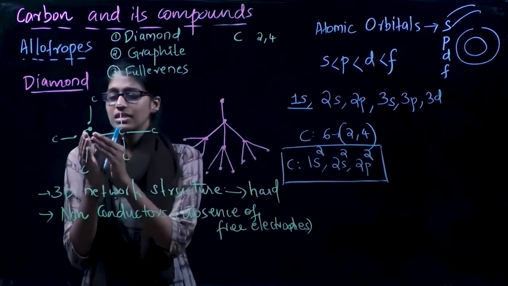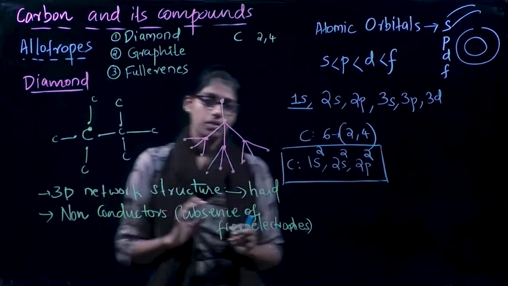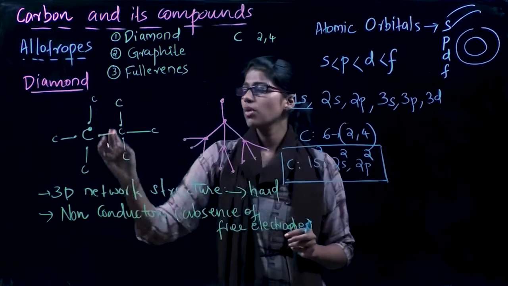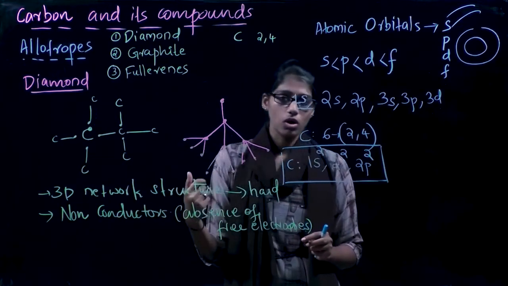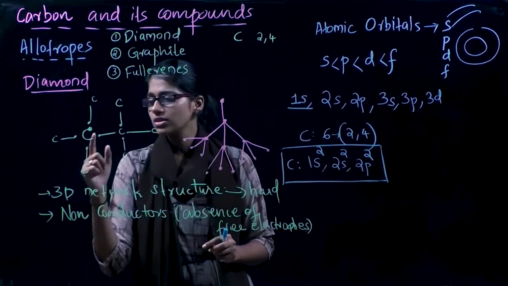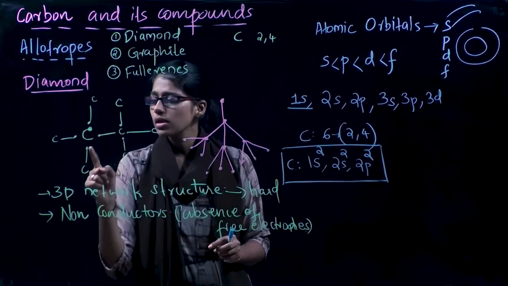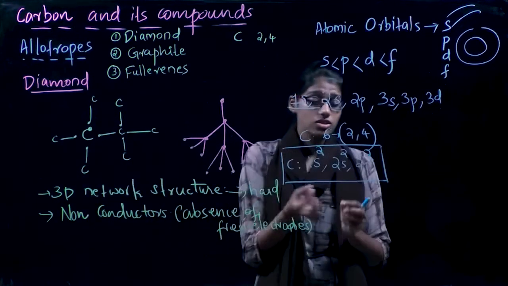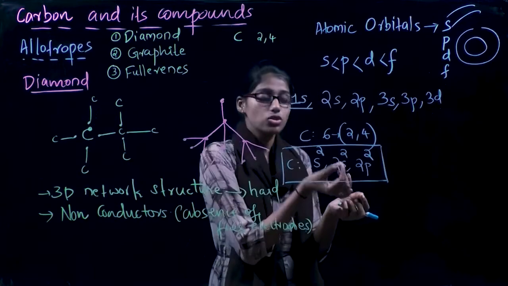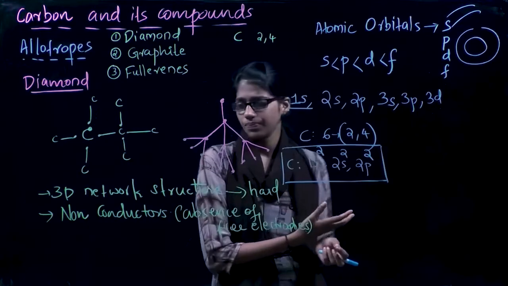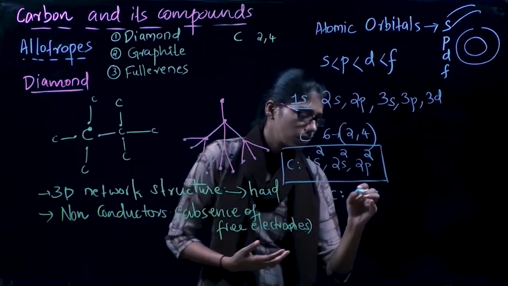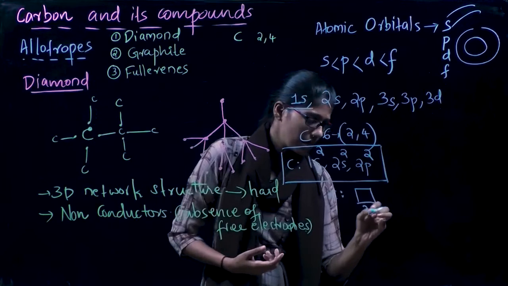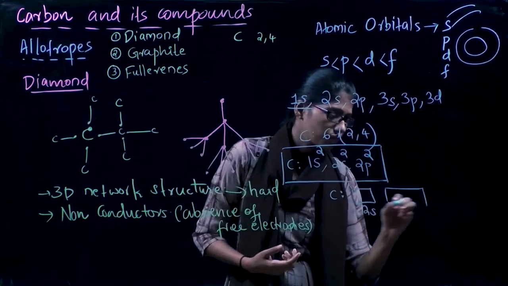So carbon is forming 4 bonds here. Whenever they are forming bonds, they try to modify their atomic orbitals. As we have already said, the 4 electrons present in the valence shell are actually present in the 2s and 2p orbitals. Now let's represent that 2s and 2p orbitals.